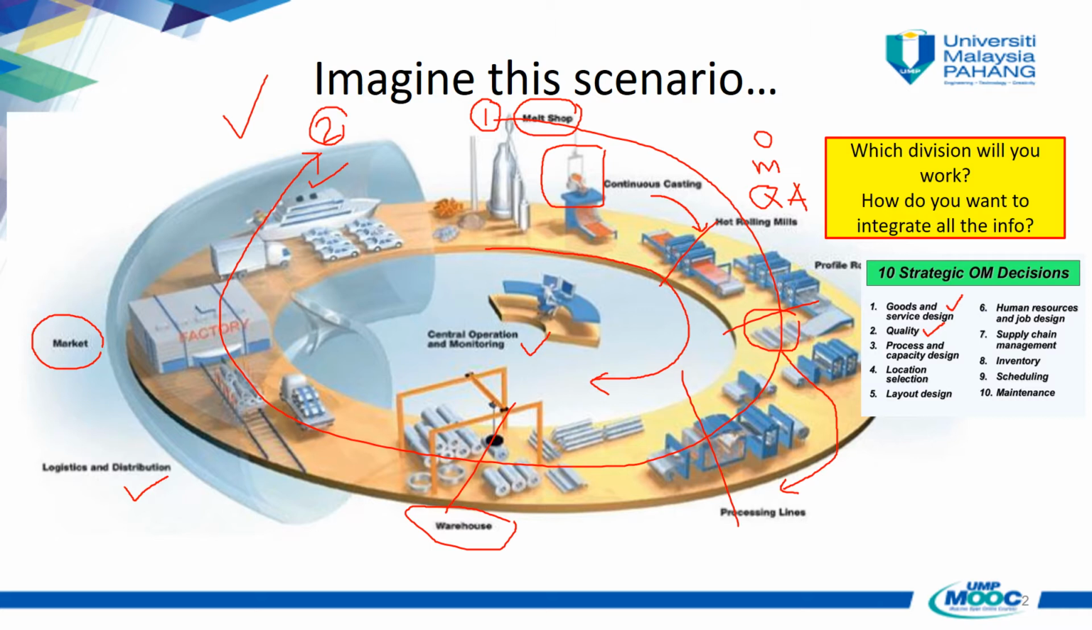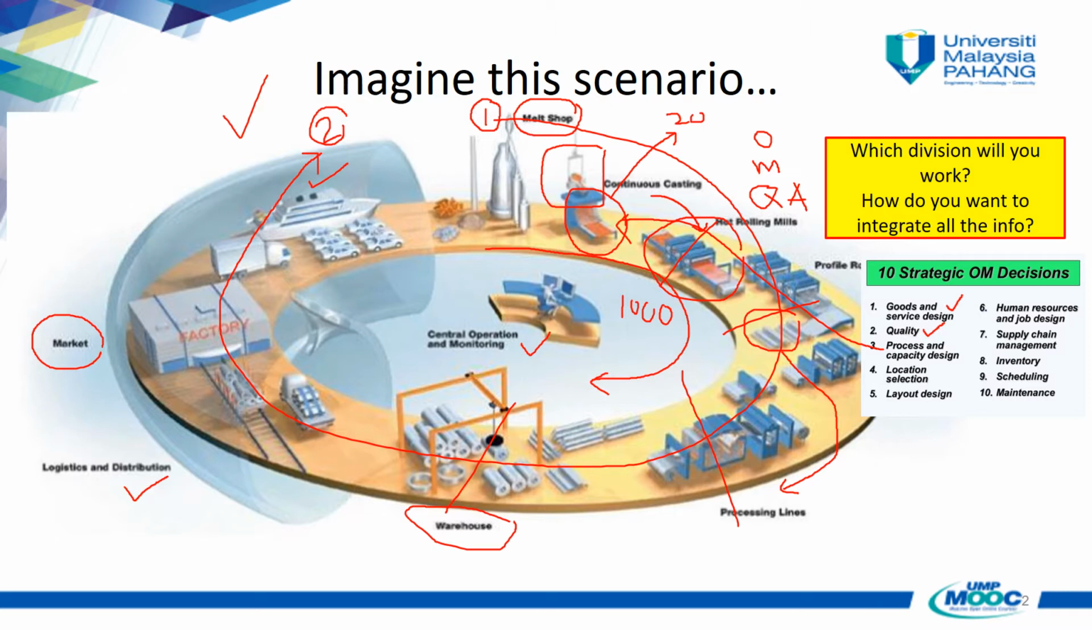And then process and capacity design. I also want to know, once you work inside, what is your capability to process? What is the capacity? Probably 1,000 tons per day. Or if you are processing in this furnace here, how much can you process? 20 metric tons per batch. Those we call process and capacity design.